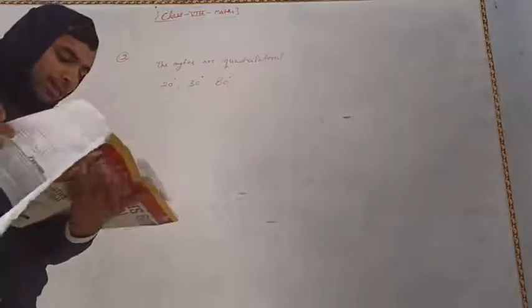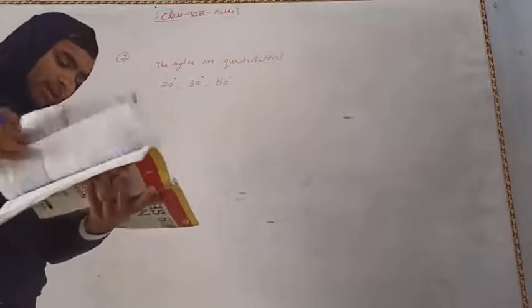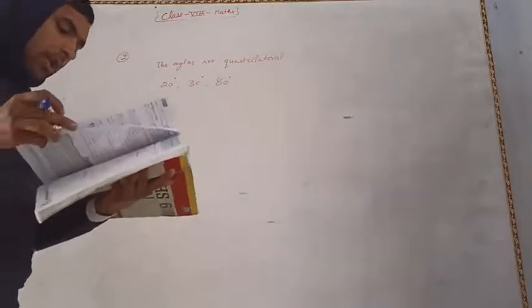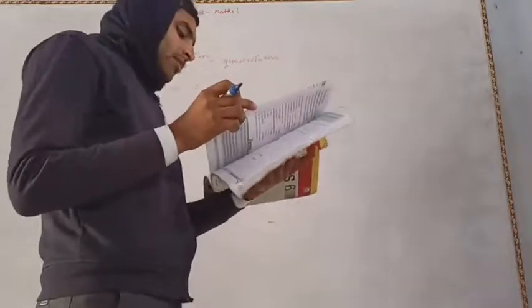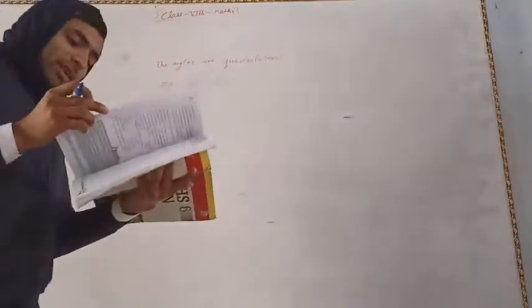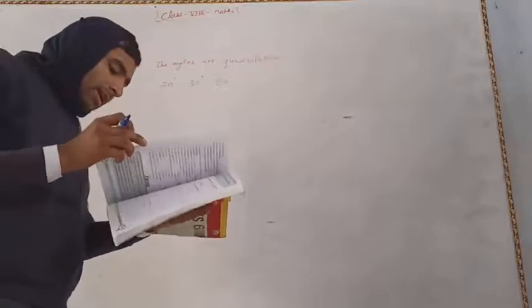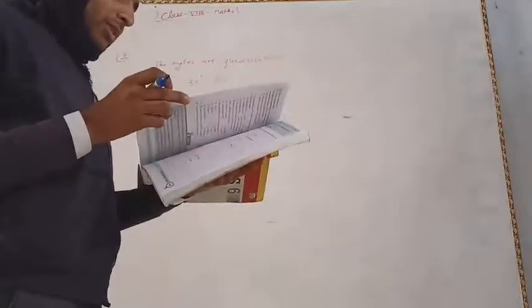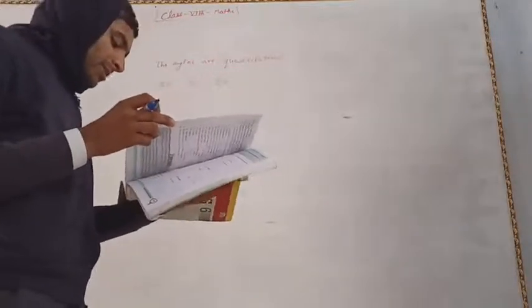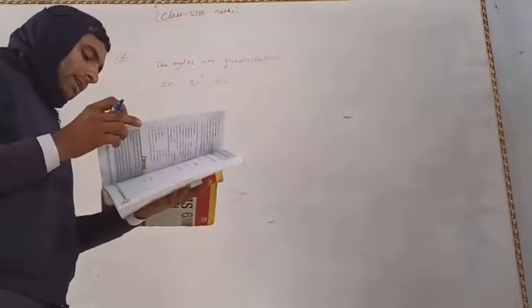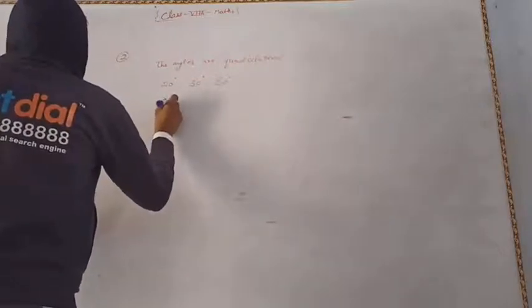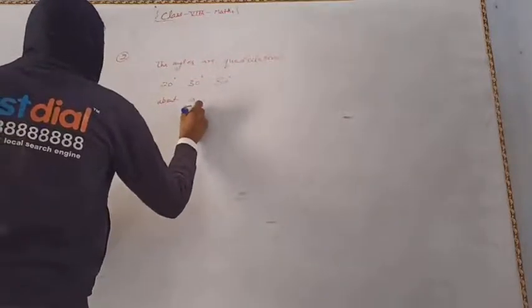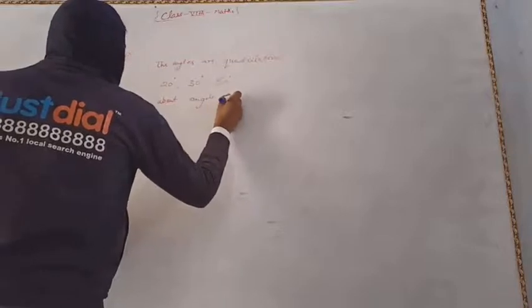You already know about convex and concave quadrilaterals. A convex quadrilateral is a quadrilateral in which the measure of each angle is less than 180 degrees. A concave quadrilateral is a quadrilateral in which the measure of any one of the angles is more than 180 degrees. First of all, you know the angle sum property.